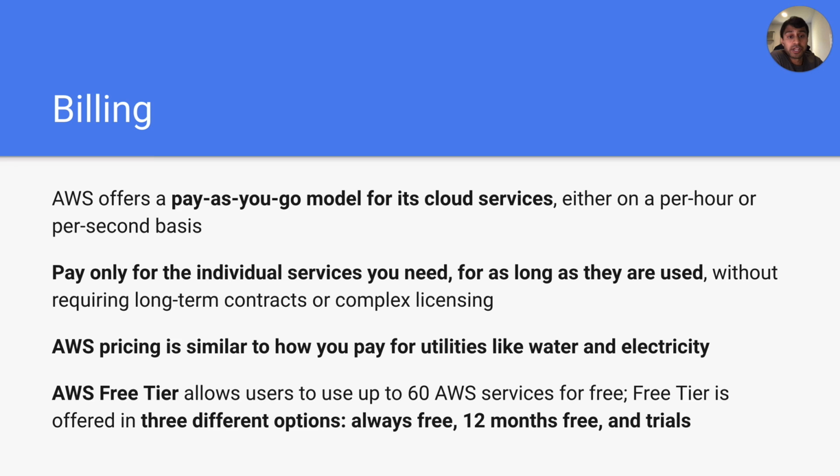The AWS free tier allows users the use of up to 60 different AWS services for free, up to a certain usage limit. Free tier is offered in 3 different options: the always free option, the 12 months free option, and the trial option. Otherwise, you have to pay a monthly or an annual fee if you plan on using a lot more than what's offered in the free tier. For most small business use cases, though, the free tier should be good enough.